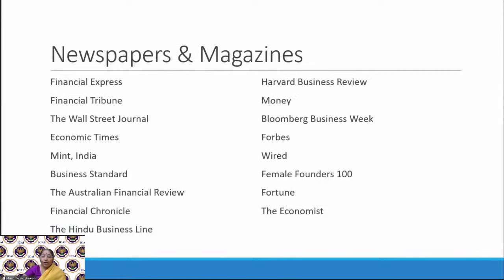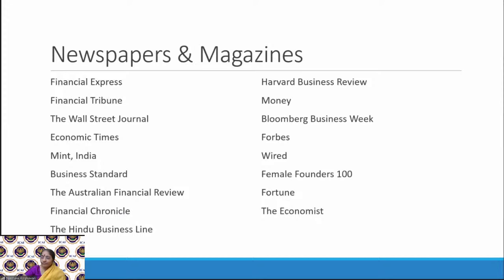Okay. Now, how will you build up business English? By reading newspapers and magazines. What kind of newspapers and magazines do you think you can read to build up business English? Financial Express, Financial Tribune, the Wall Street Journal, Economic Times, Mint, Business Standard, the Australian Financial Review. You can take a screenshot of this or you can write it down. I will give you 2 minutes time to quickly write it down.